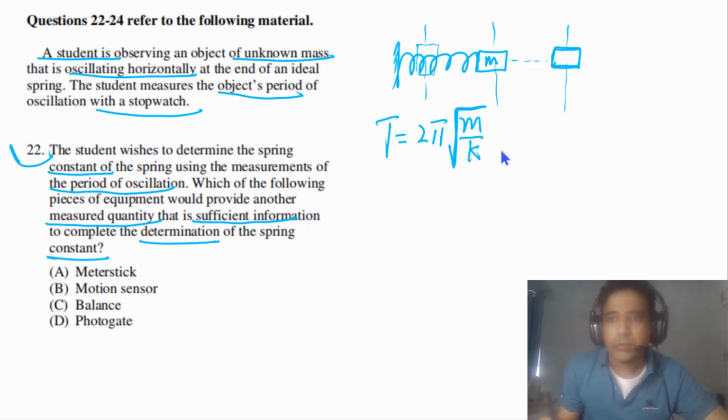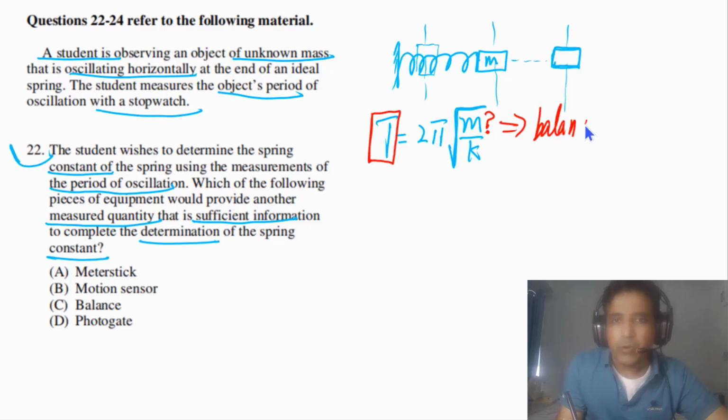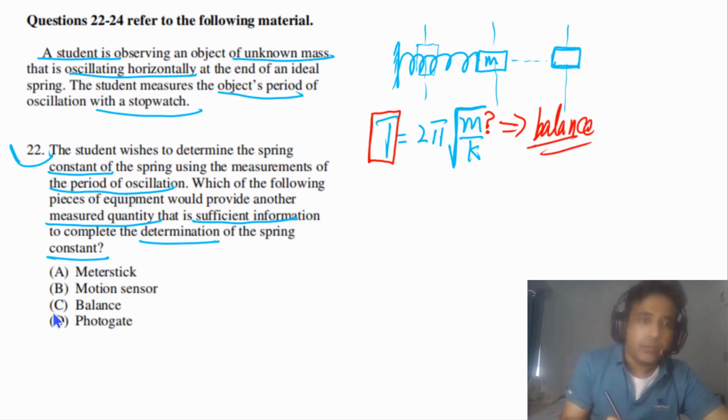If we need to determine the spring constant and we already have the period, we simply need m, and to measure m we need a balance. So we can measure m with the help of a balance. So the answer for this question has to be C.